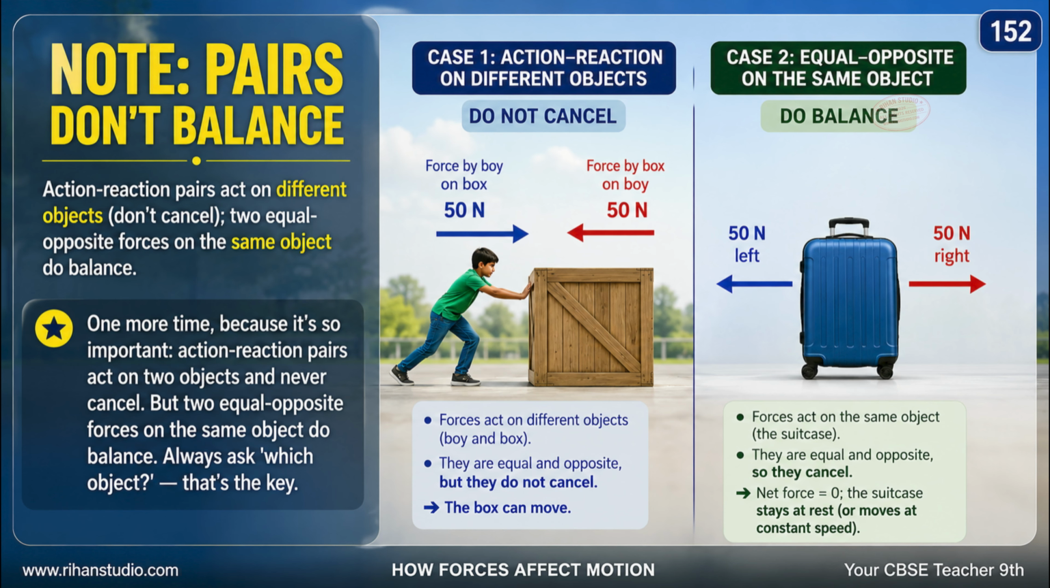Note, pairs don't balance. One more time because it's so important. Action-reaction pairs act on two objects and never cancel. But two equal opposite forces on the same object do balance. Always ask, which object? That's the key.